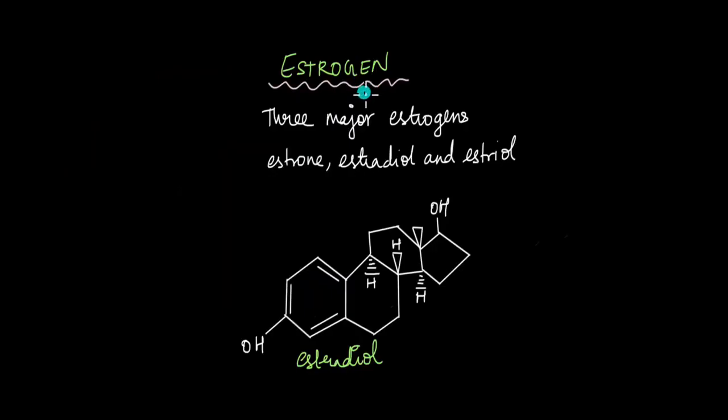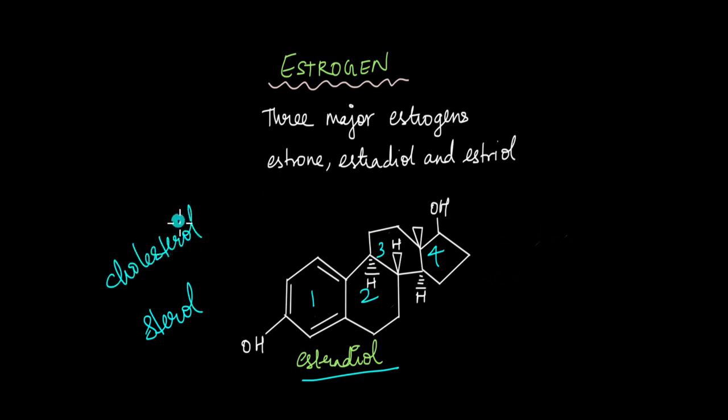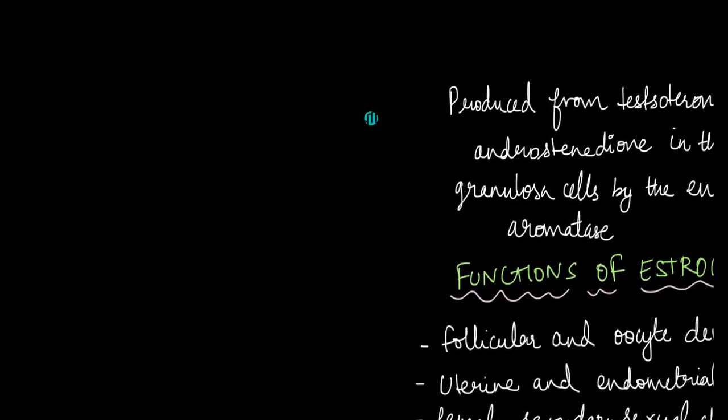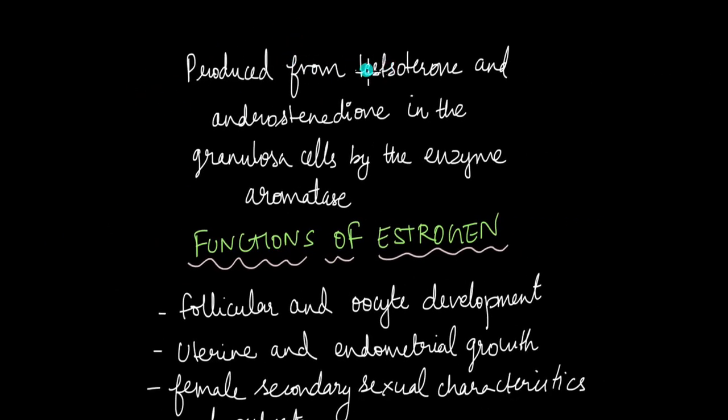So, estrogen includes three major hormones: estrone, estradiol and estriol. This is a structure of estradiol. As you can see, there are four fused ring structures that make up estradiol because this is a sterol hormone, which means that it is derived from cholesterol, much like the other androgens that we saw in the previous video. But unlike those androgens, estrogen is not directly derived from cholesterol. In fact, it is produced from testosterone and androstenedione in the granulosa cells by the enzyme known as aromatase.